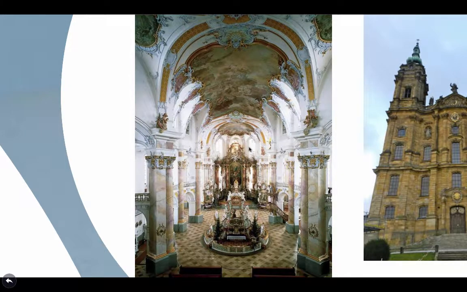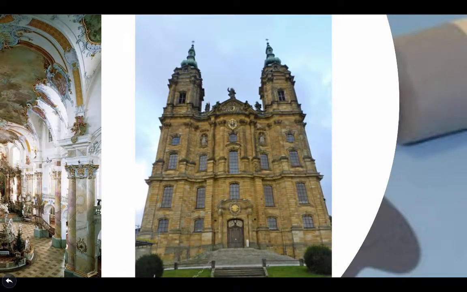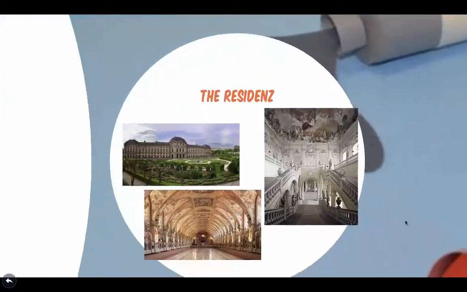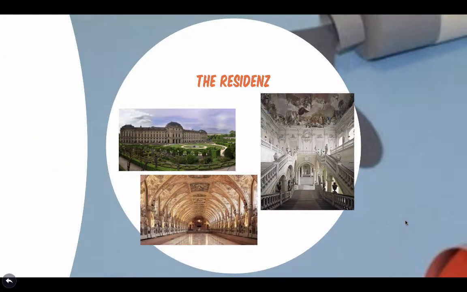That was a big thing at this time. You see the bright white colors, lots of curves and whatnot. If I go over here, same thing. This is the facade of the church. And so that became kind of one of the big examples of that. And then you also have the residence, which is also in Austria here.